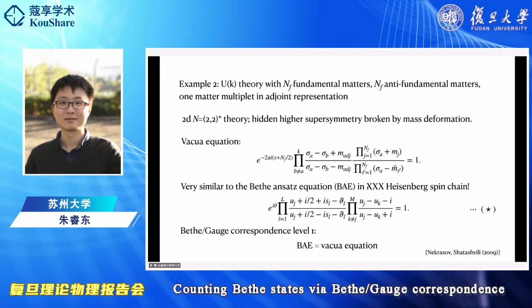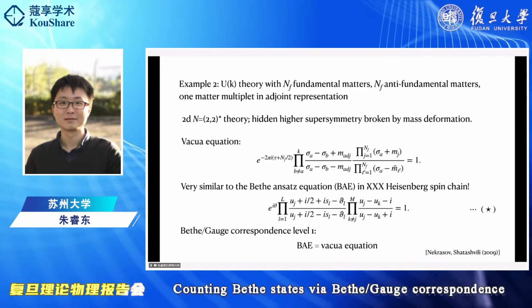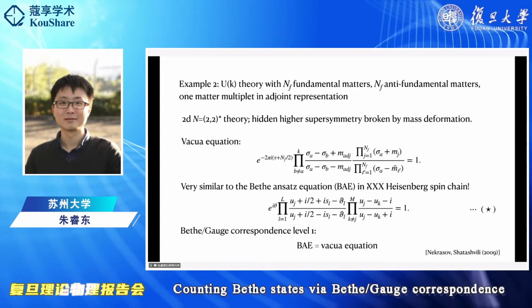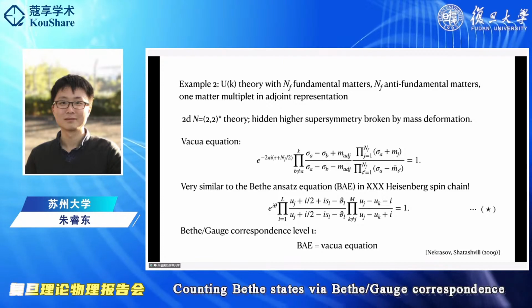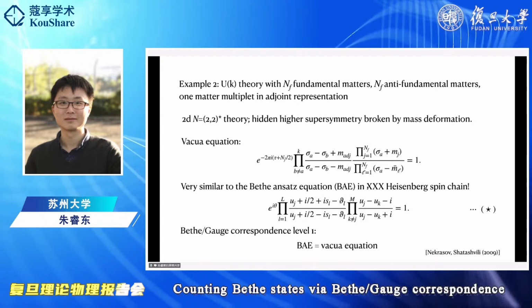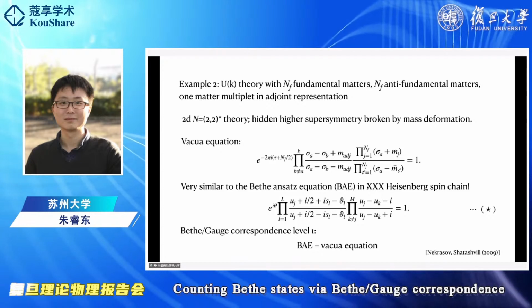Okay, so the most interesting point people observed in the literature is that this vacuum equation looks exactly the same as the Bethe equation in the Heisenberg spin chain. Back in 2009, Nekrasov and Shatashvili proposed the Bethe/gauge correspondence: the Bethe equation, which we will call BAE for short, is equal to the vacuum equation in the gauge theory.